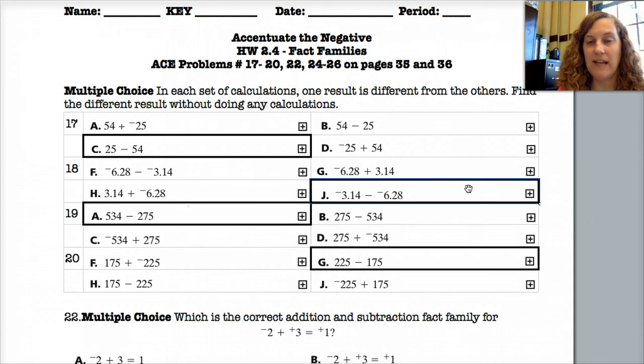J is not, because again, subtraction is not commutative. So if our problem is negative 6 minus negative 3, it's not the same as negative 3 minus a negative 6. You get different answers.